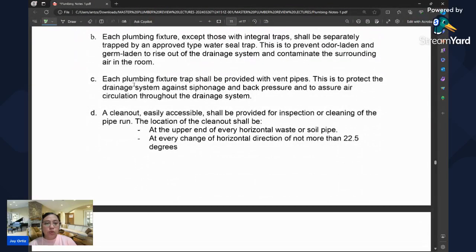Okay. So each plumbing fixture trap shall be provided with vent pipes. This is to protect the drainage system against siphonage and back pressure and to assure air circulation throughout the drainage system. A cleanout, easily accessible, shall be provided for inspection or cleaning of the pipeline. The location of the cleanout shall be at the upper end.